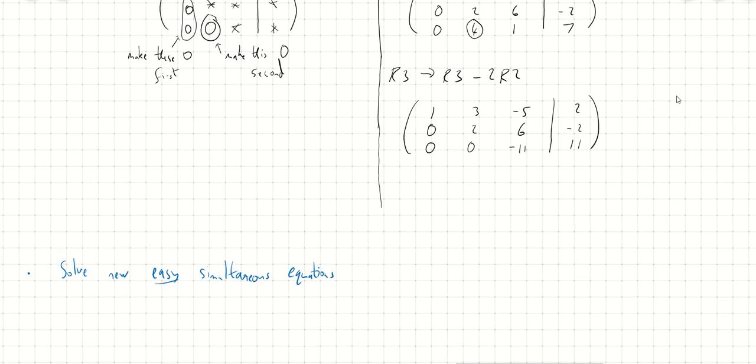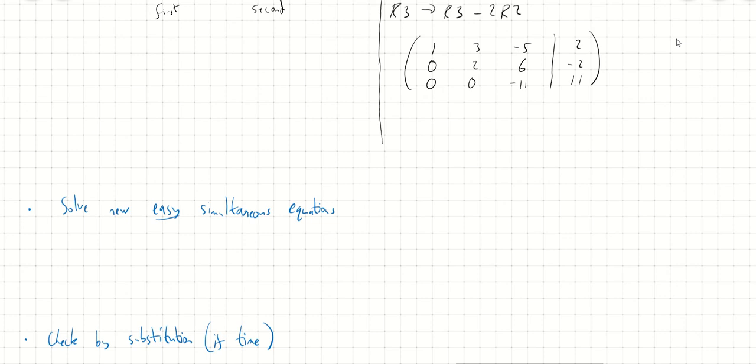Okay, so now we can move on to the next step. The next step is to solve what are now some easy simultaneous equations. So we can write our new matrix equation back as simultaneous equations. The first line says x plus 3y minus 5z equals 2. The second line says 2y plus 6z equals minus 2. And the third line says minus 11z equals 11. We can solve these quite easily because of the triangular form that we created. They become very easy to solve.